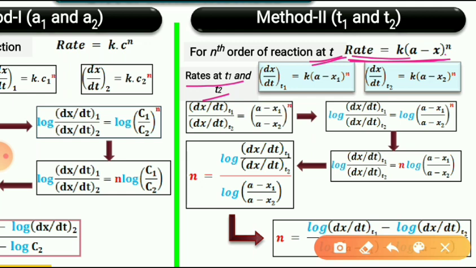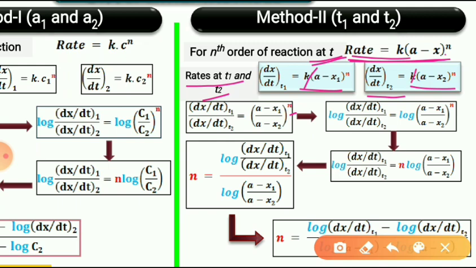So the rate can be written as dx upon dt at t1 equal to k into (a minus x1) raised to n, and dx upon dt at t2 equal to k into (a minus x2) raised to n. Again we have to take the ratio of these two relations. So we get dx upon dt at t1 divided by dx upon dt at t2 equal to ((a minus x1) divided by (a minus x2)) raised to n. After taking the ratio of these two, the k will get cancelled.